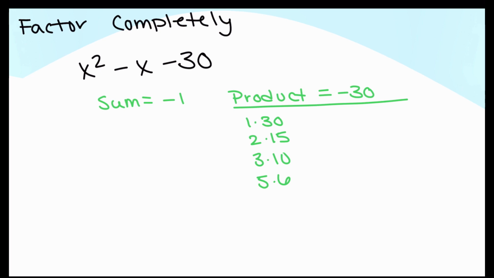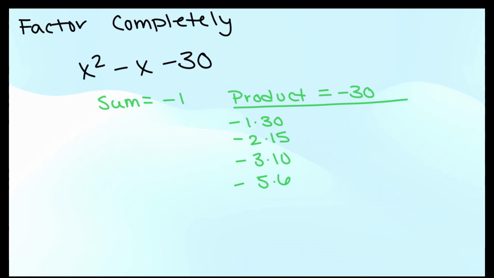So how do we get a product of 30? It could be 1 and 30, 2 and 15, 3 and 10, 5 and 6. If the product is going to be negative 30, one of those numbers has to be negative. Negative 1 and positive 30, negative 2, positive 15, negative 3, positive 10, negative 5, positive 6. Or it could be the first number is positive and the second number is negative. Looking at these numbers, adding them up, none of these add up to negative 1.